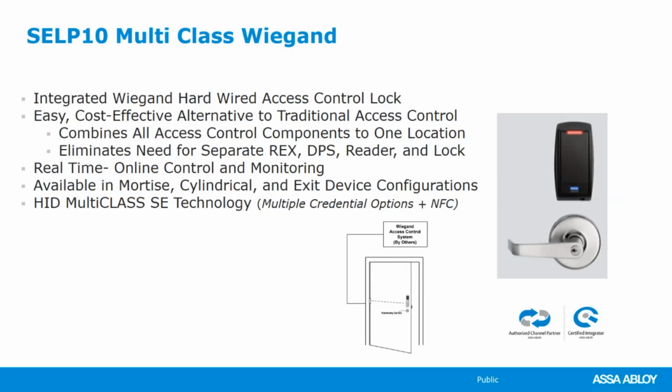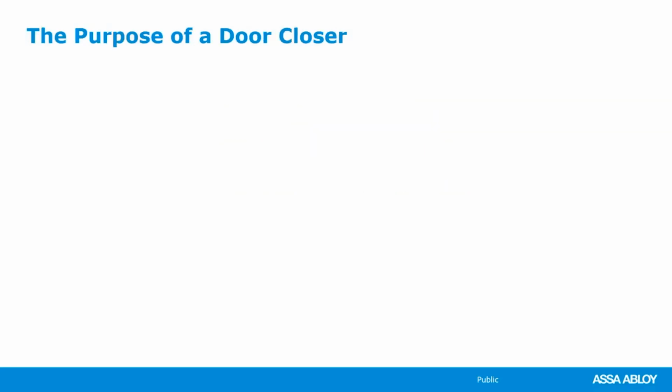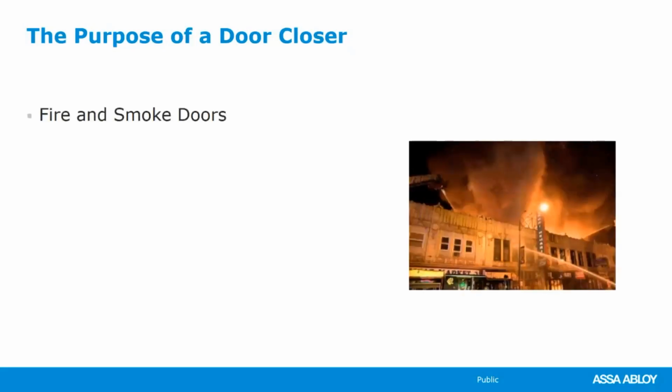And number 4, exit device use is governed by building code requirements, and we all got that one right. All right, good job. Let's talk about door control. Why do we need door control? Start with fire doors. Fire doors have to close automatically and latch as specified by building codes.